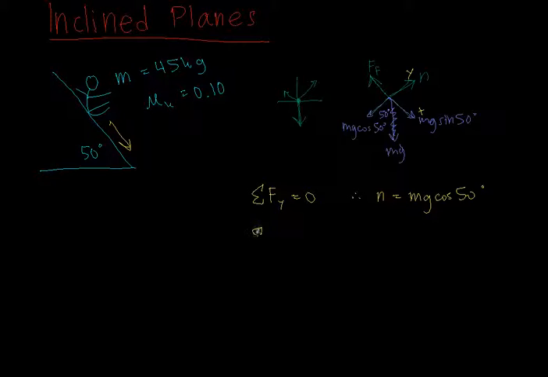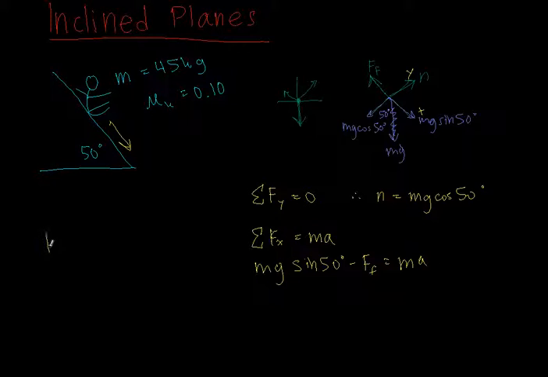Now, if we look at net force in the x direction, we see that it's not 0 because he's accelerating downward. This actually equals his mass times his acceleration, and we also know that it equals mg sine 50 degrees, which is this right here, minus frictional force. So all this is net force in the x direction, and this equals ma.